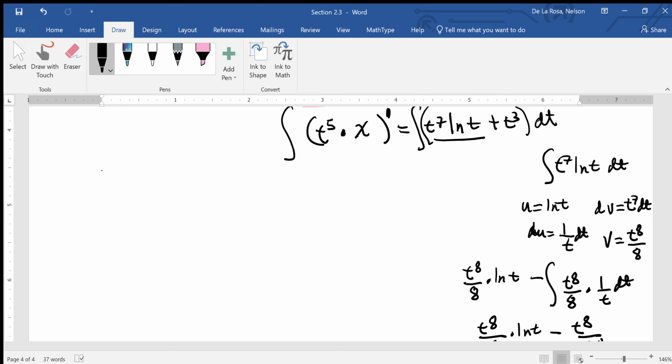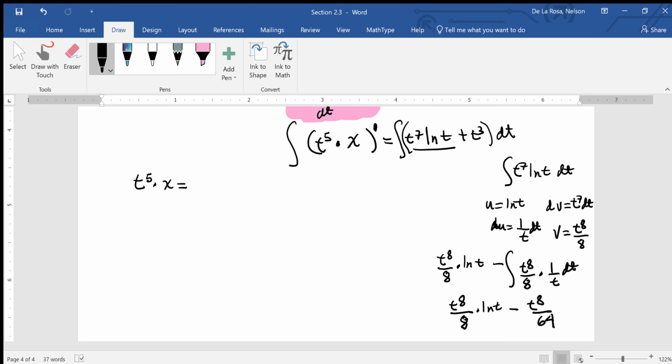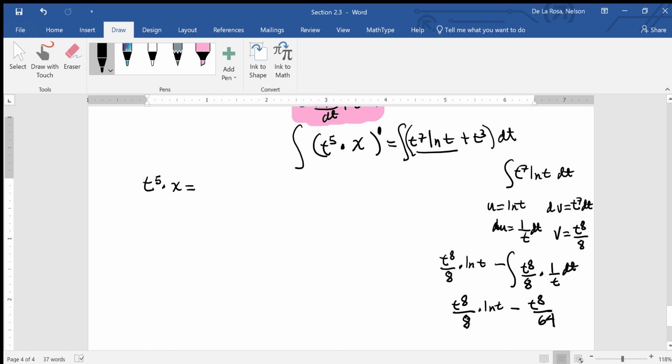So our equation would be, the left, t to the 5 times x equals the right. Well, the right, we found the integral of the first term is t to the 8 divided by 8 ln of t minus t to the 8 divided by 64, plus the integral of t to the third, which is t to the 4 divided by 4, plus a constant c.